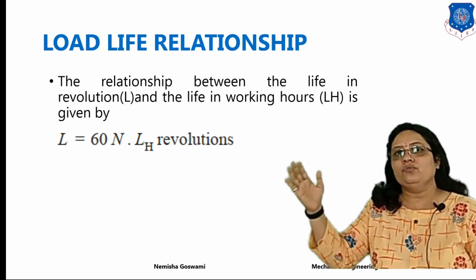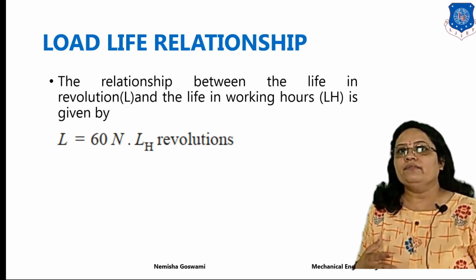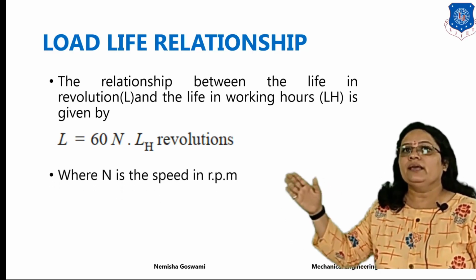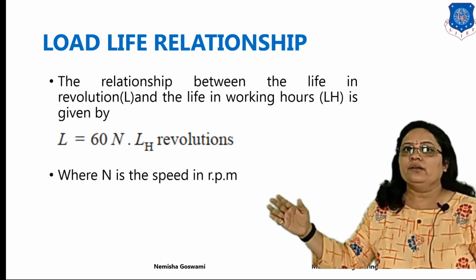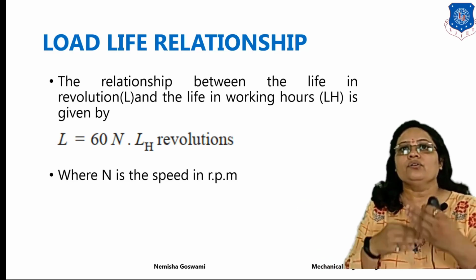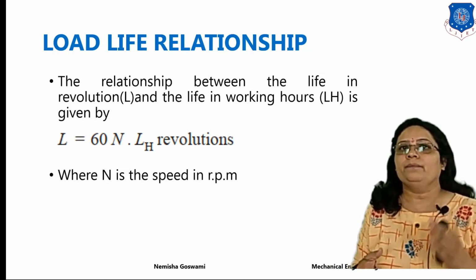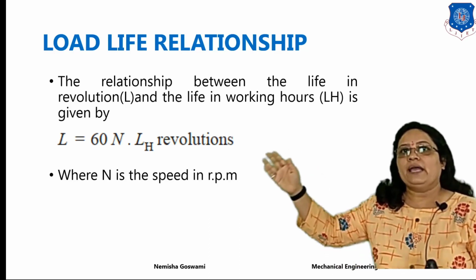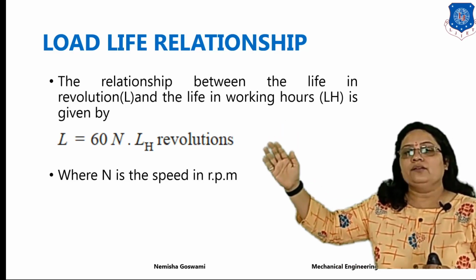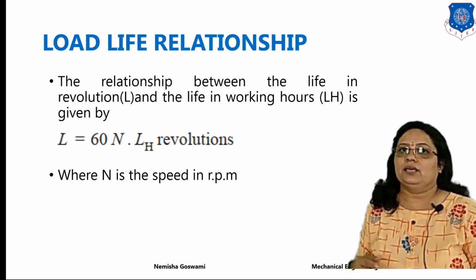Second thing, this is very important from the numerical point of view, when we solve numericals. Here N is your speed in RPM, right? N is your rotational speed, given in RPM, rotations per minute. When you put N in rotations per minute, you multiply by 60 to get this equation.